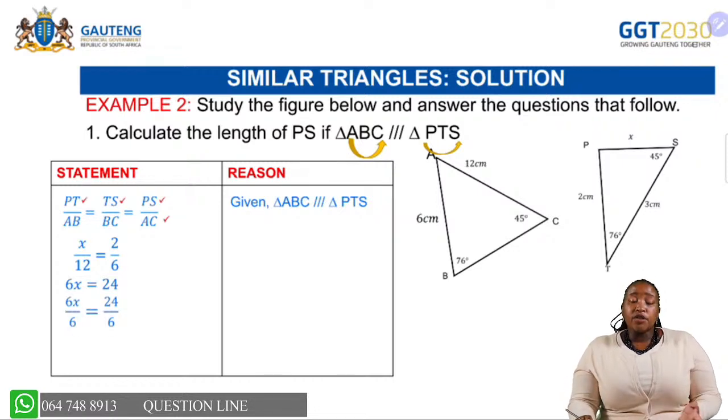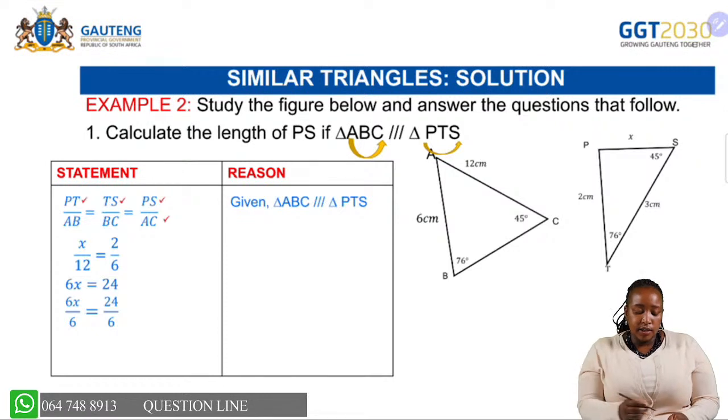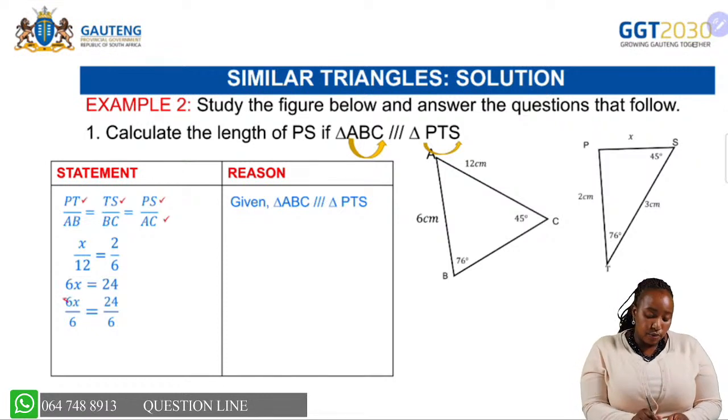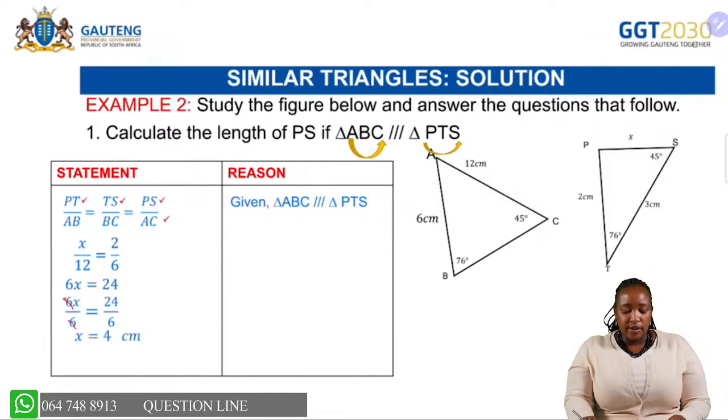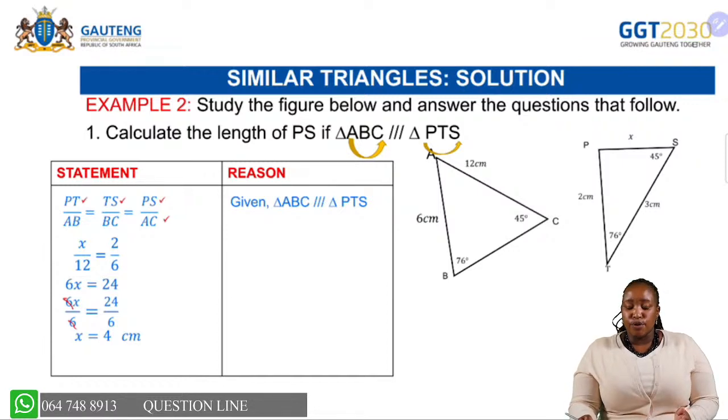And from here, you divide both sides by 6. 6 divided by 6 here will give you 1. And 24 divided by 6 will give you, do you know how to do your math? It will give you 4. Right. Now you have x is equal to 4, but you're asked to find PS. Just to avoid any confusion, you therefore state, therefore PS is equal to 4 centimeters.